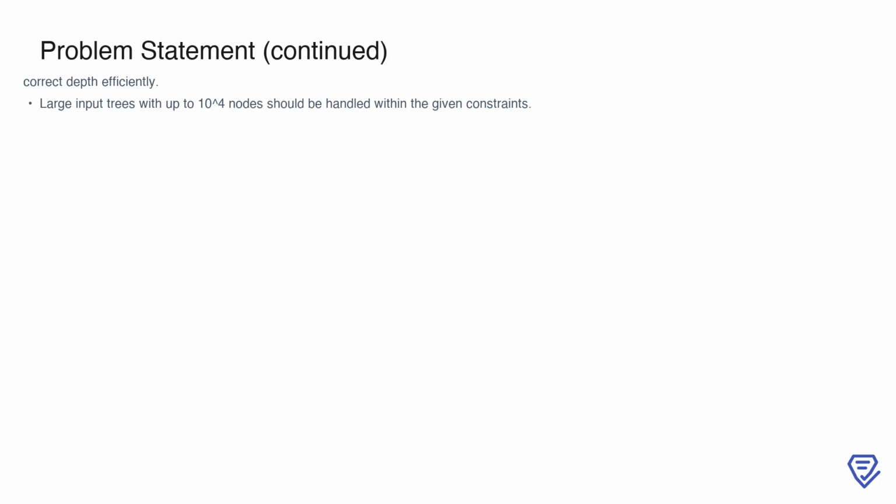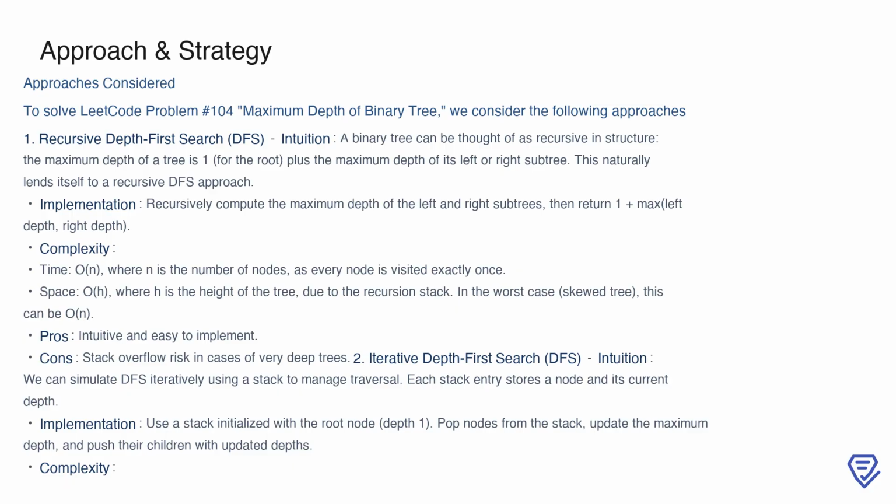To solve the problem of finding the maximum depth of a binary tree, we can think of the tree in terms of its recursive structure. Each tree consists of a root, and the depth of the tree is simply 1 plus the maximum depth of its left and right subtrees. This makes a recursive depth-first search, or DFS, a very natural approach. In this method, we calculate the depth of the left and right subtrees recursively and return the maximum of the two, plus 1 to account for the root node.